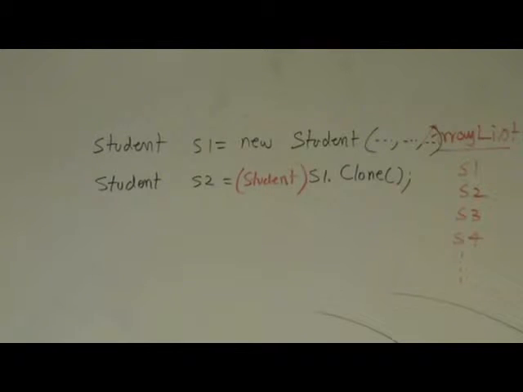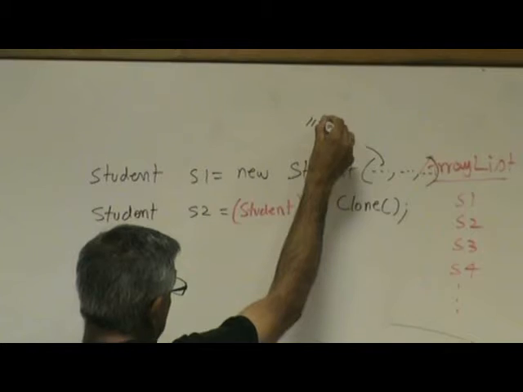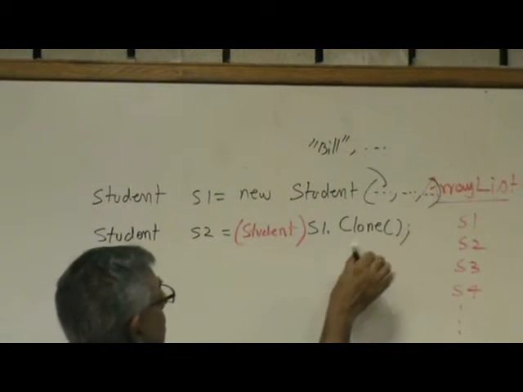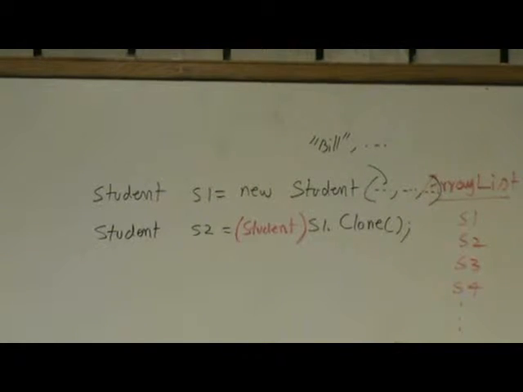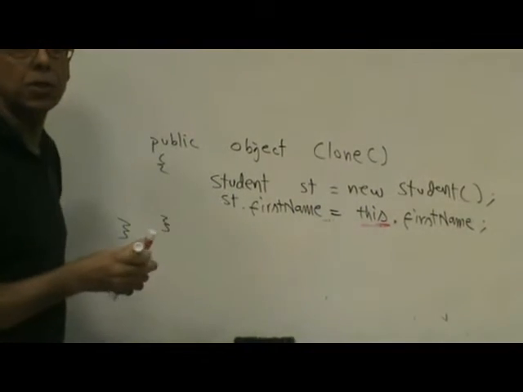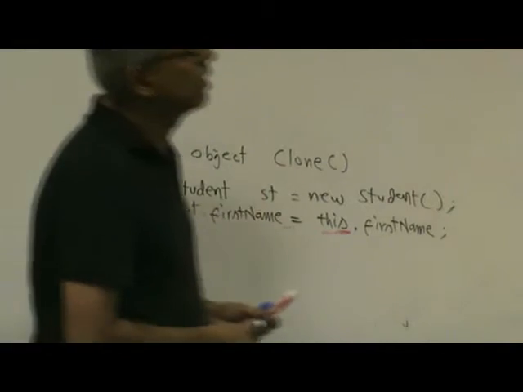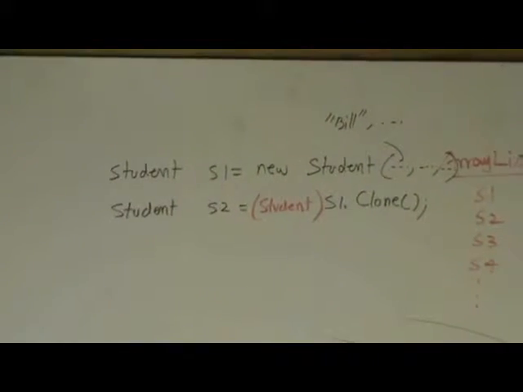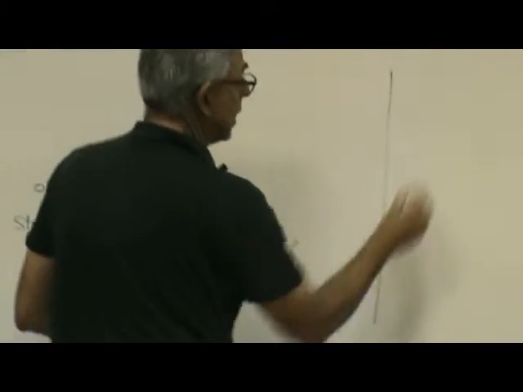So the type of the right side is Student, type of the left side is Student, right? Okay, so as you can see, suppose here once again, let's say we type Bill and so on. Once we say s1.Clone, we are triggering this. And once we use the this keyword, which first name are we talking about? For whichever object triggered this. In this example, s1. So this is the first name for s1.